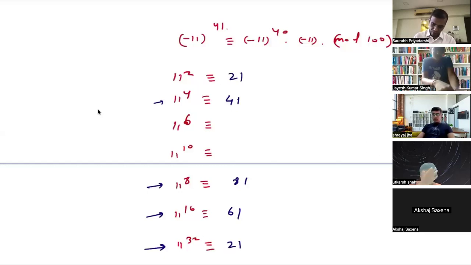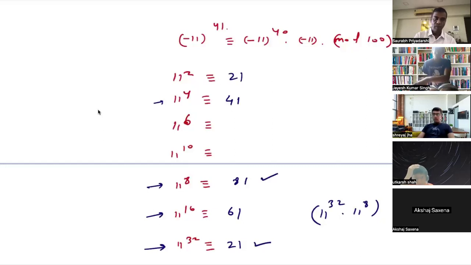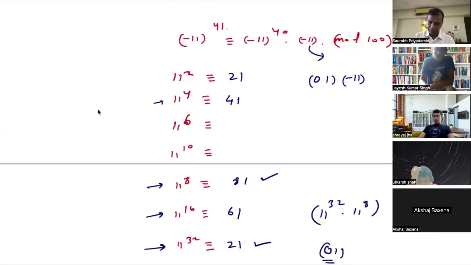So I have to take 11 to the power 32 into 11 to the power 8, this one and this one. Is this okay? So this is coming as 0, 1. Do you all understand this? This is called the binary method. You do not have to find out everything, you can just go with this. So 0, 1 into this is minus 11, so this is minus of 11, and that is congruent to 89 mod of 100.